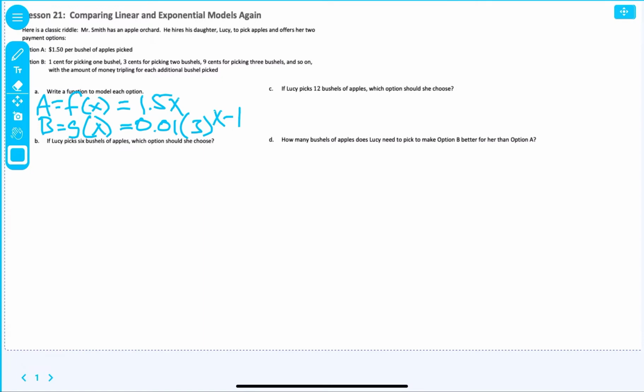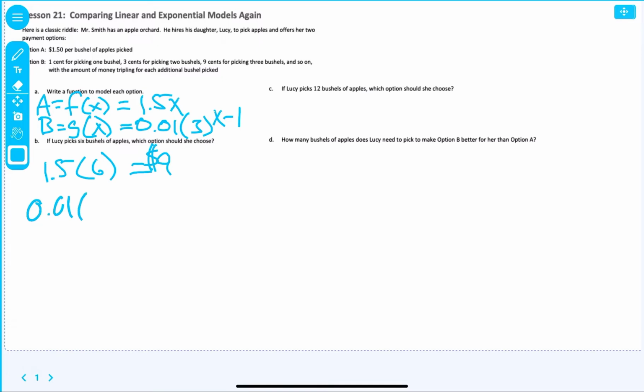All right. Option A or B. If Lucy picks 6 bushels of apples, which option should she choose? So if she says, I'm only going to plan on picking 6 bushels, how much money will I make? So which option do I need to pick? Well, 1.5 times 6 equals what? $9.